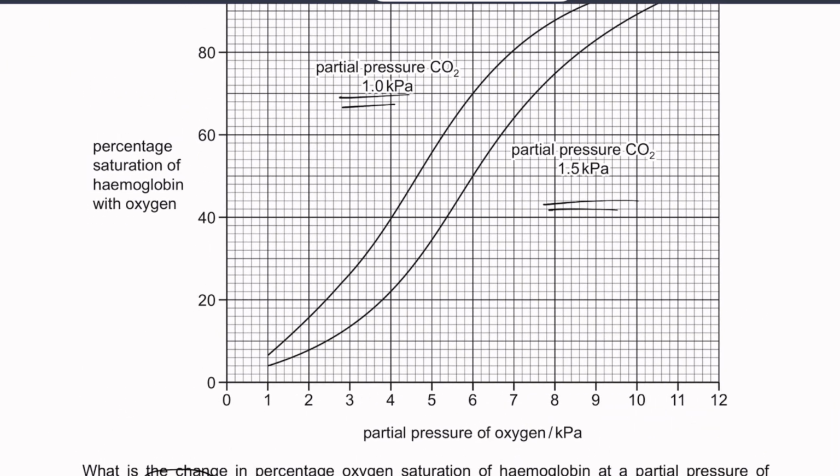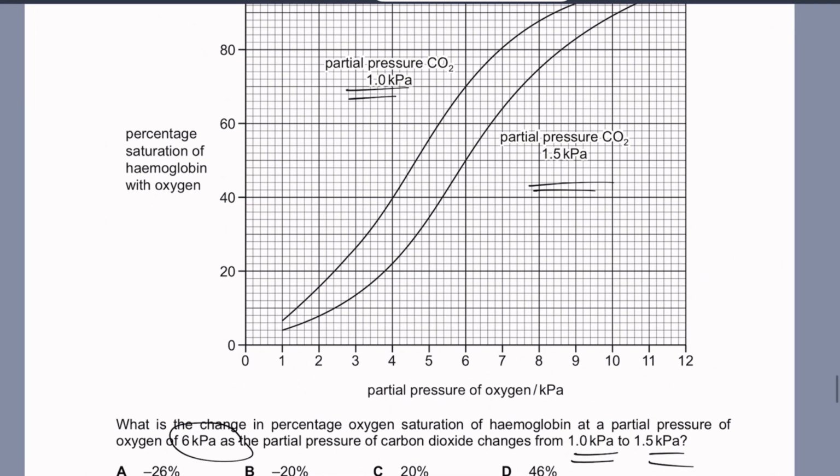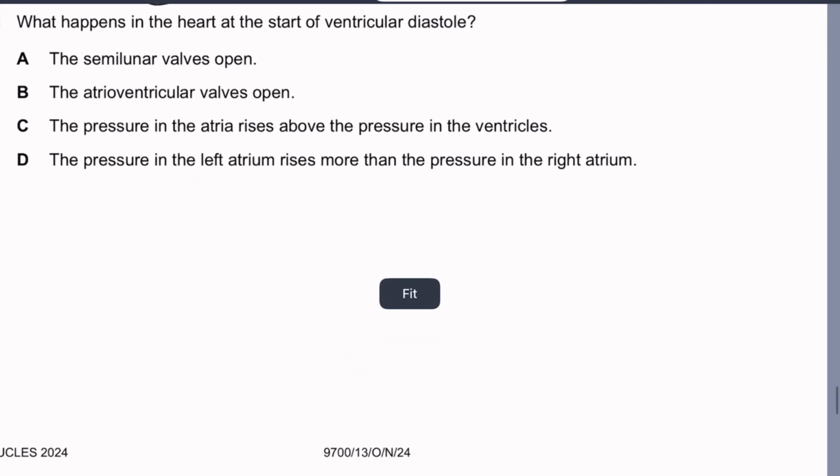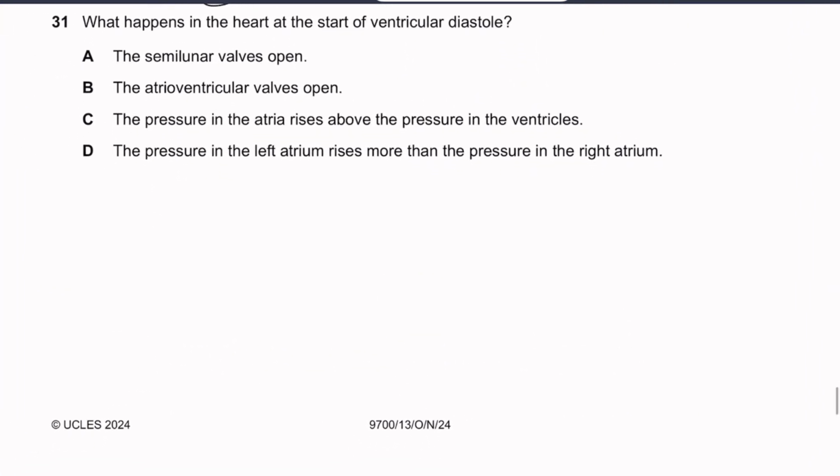Firstly, let's go to 6 kilopascal. At partial pressure of 6 kilopascal, at partial pressure of CO2 of 1, we had a 70% saturation, whereas for this graph here with partial pressure of 1.5, it was 50%. So the change in percent was 70 to 50, so it was 50 minus 70, which is a decrease by 20%, exactly.